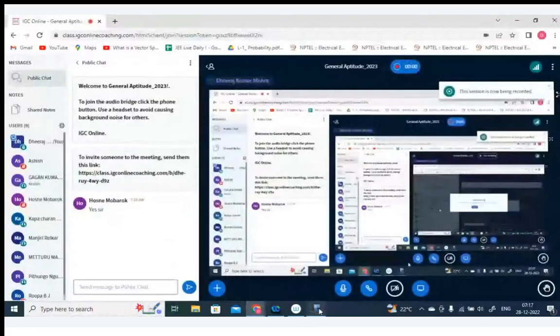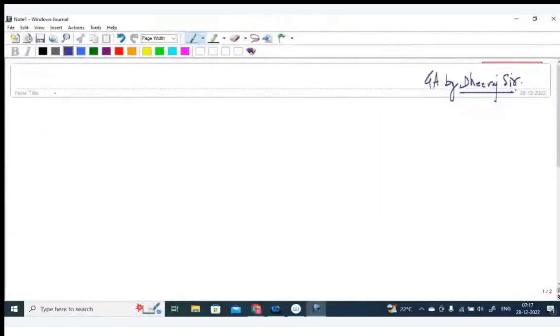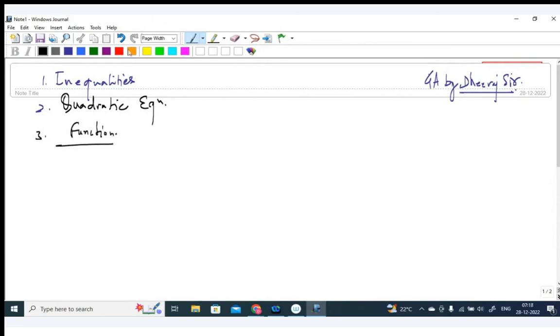Hi everyone, so today I will be finishing the topic called inequality, inequalities, and we will also cover quadratic equations, some of the basic things, right? Quadratic equations, and also we'll talk about functions, okay? Some important functions, like the greatest integer function and all. This is some of the basic thing which you can expect in aptitude, right? Already you might have covered these topics in calculus, okay?